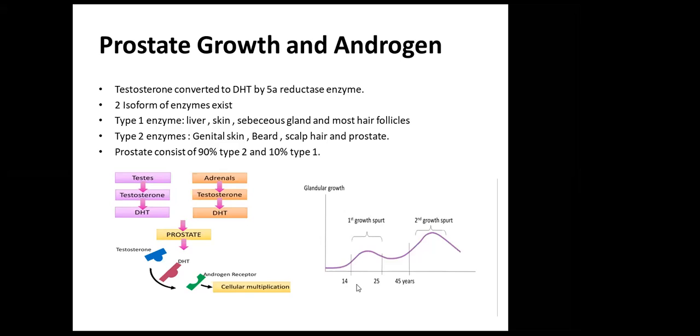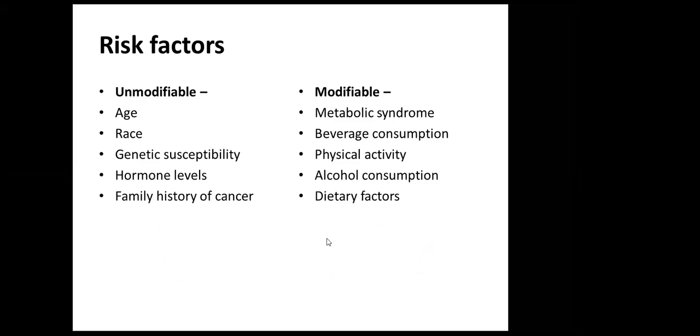First growth spurt occurs after the age of 14, and the second growth spurt occurs after the age of 45, without reaching the baseline. Going on to the risk factors of benign prostatic hyperplasia, which can be divided into unmodifiable risk factors and modifiable risk factors. As far as unmodifiable risk factors are concerned, age: the BPH incidence is more common as men age.